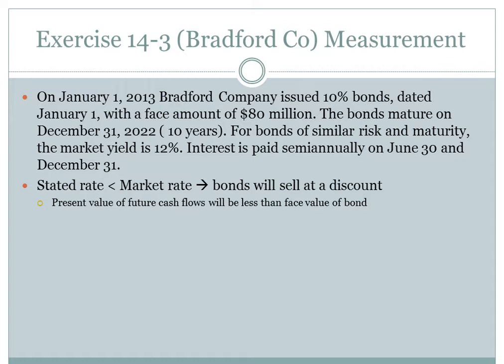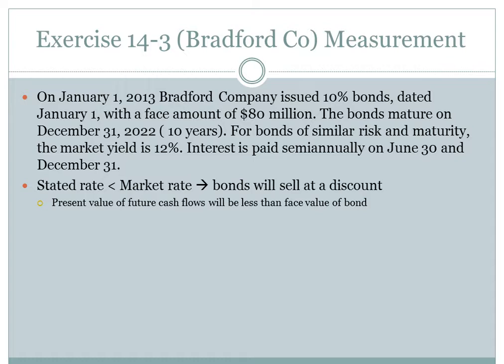So the only other way to get the investors happy is the investors will simply adjust the dollar amount that they're willing to lend initially. So they're going to get paid 10% of $80 million, but they will lend significantly less than $80 million to Bradford Company, such that their yield will actually be 12%. And so all that means is that the bonds are going to sell at a discount.